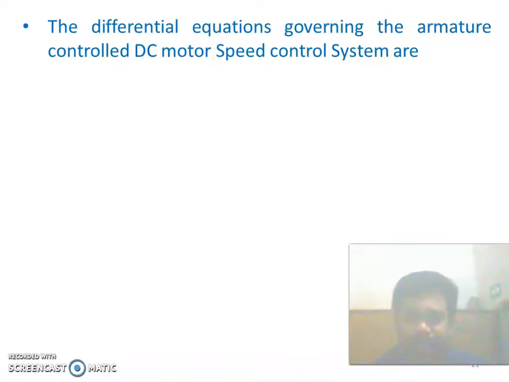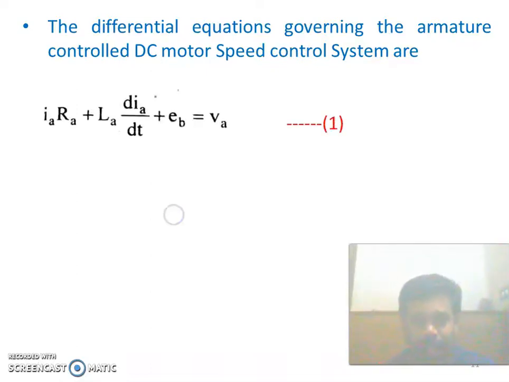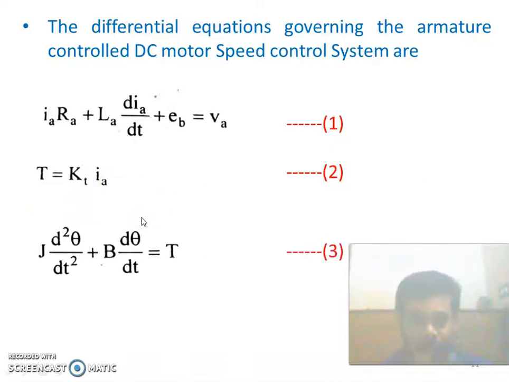The differential equations governing the armature controlled DC motor speed control system are as follows. The first one, which we got by applying KVL to the armature circuit, is IA RA plus LA into dIA by dt plus EB is equal to VA. Next, the torque T is equal to KT into IA. Next, J into d square theta by dt square plus B into d theta by dt is equal to T. Next, the back EMF EB is equal to KB into d theta by dt.